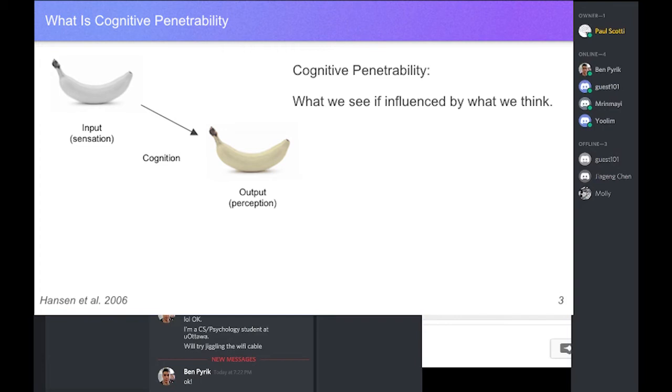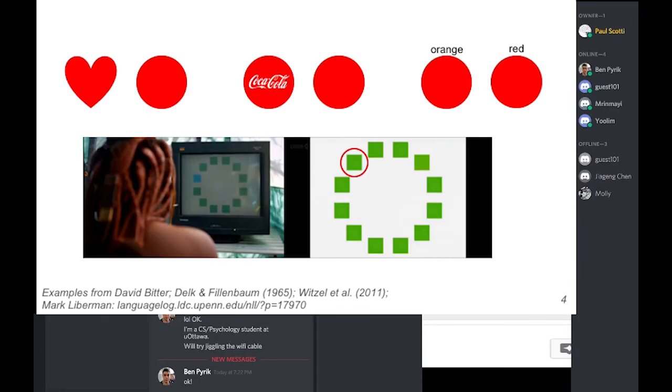So some other examples, top left of slide 4, there's a heart and a circle, and they're both the same color, but we associate a prototypical heart shape with the color red, and love is associated with red. And the study looking into this said that people literally see the heart as a little bit redder than the circle.